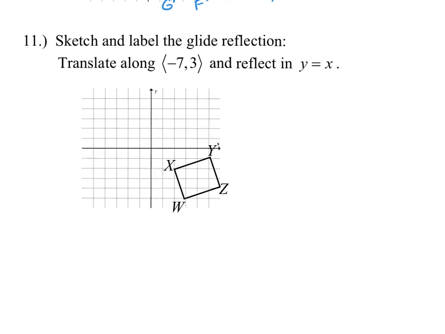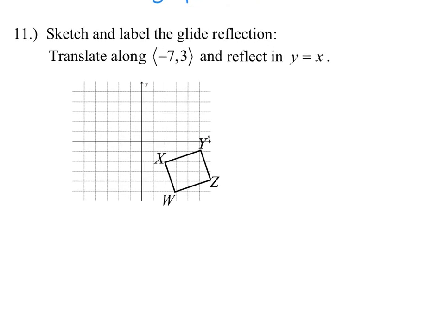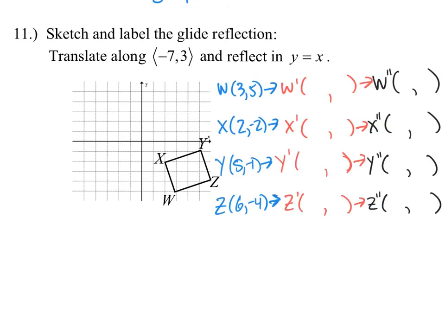Let me stop and set this one up for us. So in number 11, we're going to do a composition of transformations. We're going to do a glide or translation followed by a reflection. So we'll translate along the vector negative 7, 3, which means there'll be a horizontal change of negative 7, left 7, and then a vertical change of 3, meaning we'll move up 3. After we do that translation, then we'll do a reflection in the line y equals x. So let's go ahead and do the translation first.